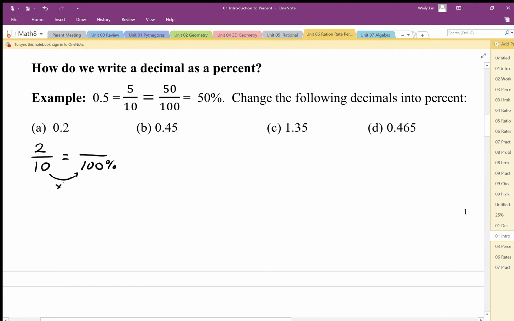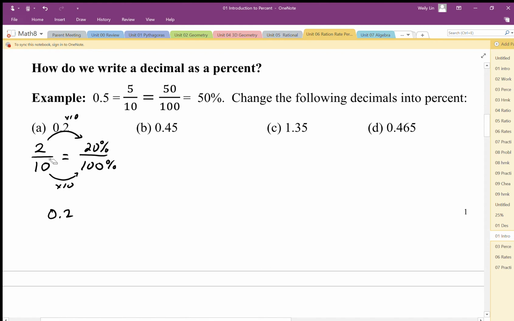There's my times 10 multiplier. I have a times 10 multiplier here, and I get 20%. So this is one way we can do it. We can convert it to a fraction, and then we can convert it into a fraction out of 100 using a proportional equation.